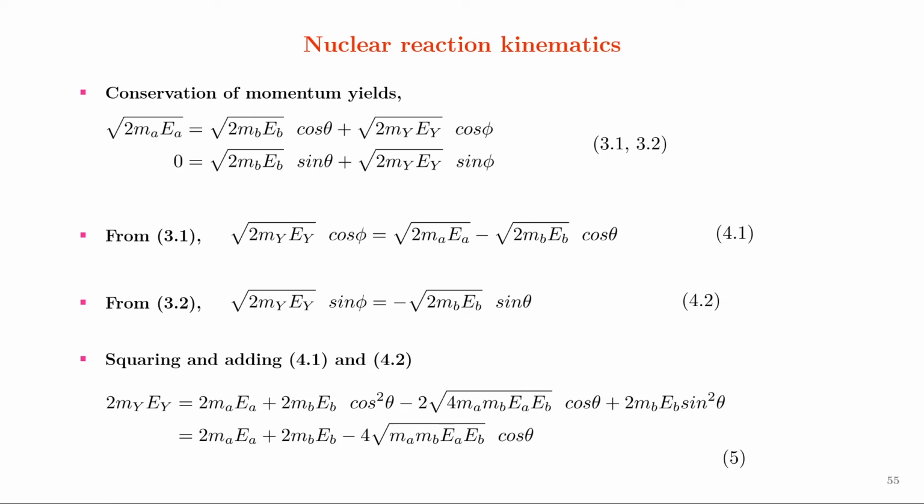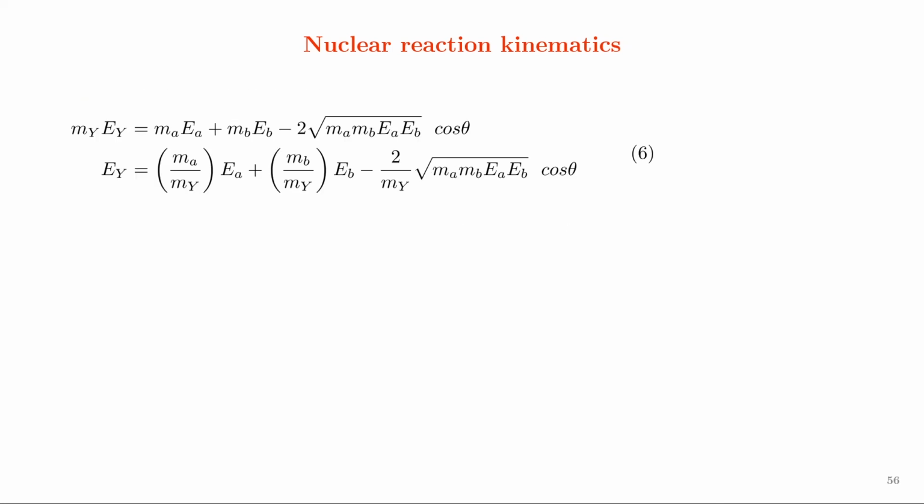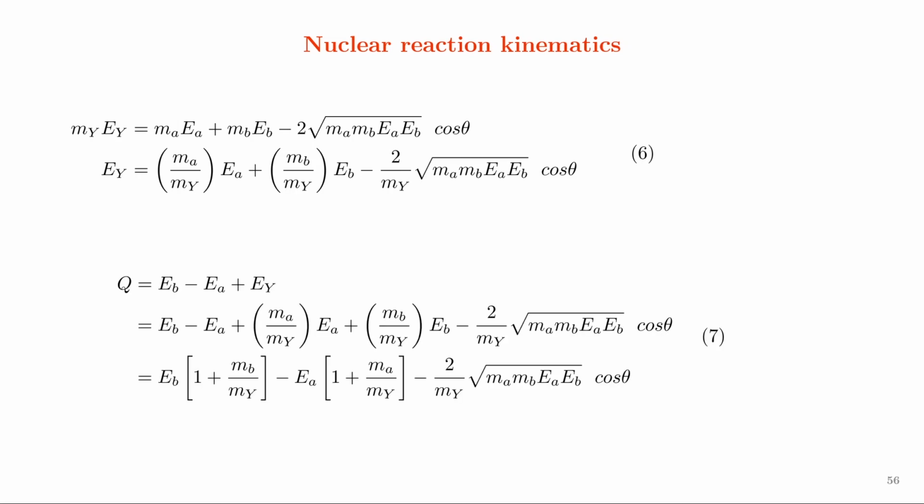Squaring and adding equations 4.1 and 4.2, we get a new expression for 2 MY EY. In the next step, we eliminate the constant factor 2 on both sides of the equation. The next step is to write the equation for EY. The Q of the reaction is given by EB minus EA plus EY, that is, EB minus EA plus equation 6.